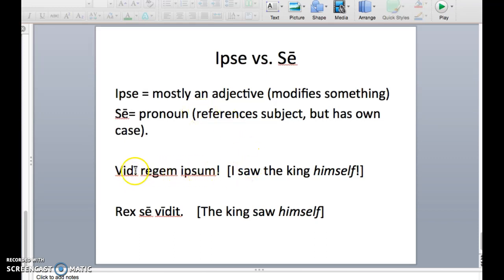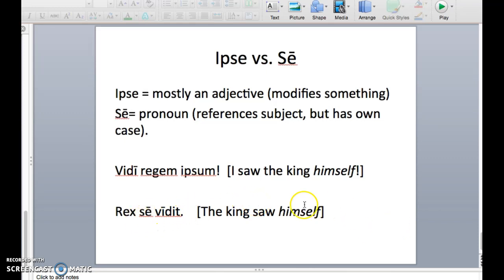Vidi regem ipsum, I saw the king himself. If we take himself out here, still the same meaning. I saw the king, it's just a little bit less intense. You're less excited about it. Vidi regem ipsum, I saw the king himself. Can you believe this? As opposed to rex se vidit, the king saw himself.